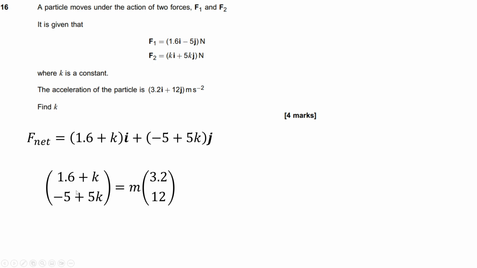Okay, so now we can just look at the top. We've got 1.6 plus k equals 3.2m, and we've got minus 5 plus 5k equals 12m. Just solve these simultaneously. You can do that. You'll get k is 8.8.